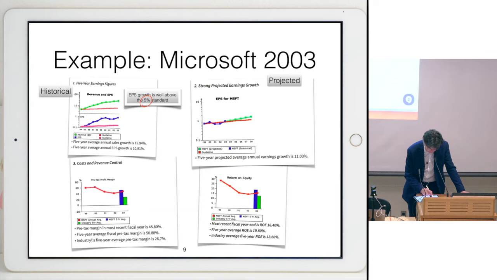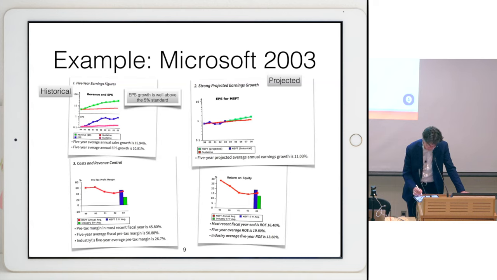You see the 5-year average annual sales growth is 15%, and the 5-year annual earnings per share growth is 11%. Very strong numbers, much bigger than the 5%, which is considered to be the norm at that time. Okay, so you tick that box, strong earnings growth. Then costs and revenue control. There, you can see that their pre-tax profit margin has been around 50%. The industry's average is about 26%, so it's about twice the profit margin than the rest of the industry during this period of time.